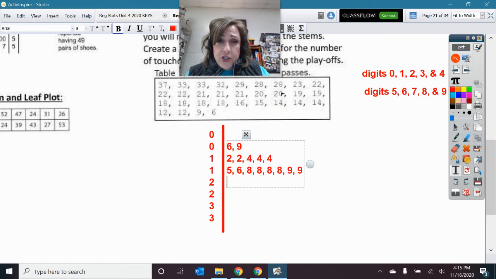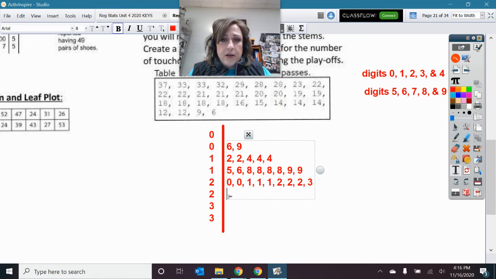So let's see which ones go in the first stem. 20, 20, 21, 21, 21, 22, 22, 22, 23. Those go in that first stem. Okay, so that was 20, and so on. So you get all of those in there. You keep putting those in there, and then once we get done putting them in there, the next one has 28, 28, 29. The next one has 32 and 33 and 33 and then 37.